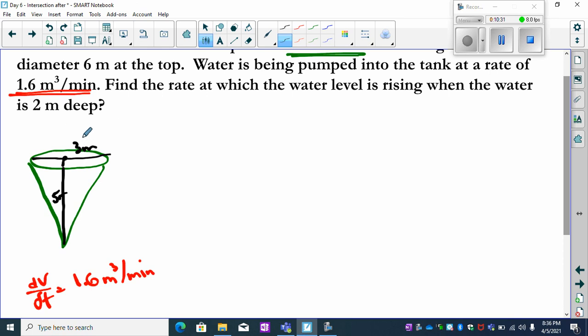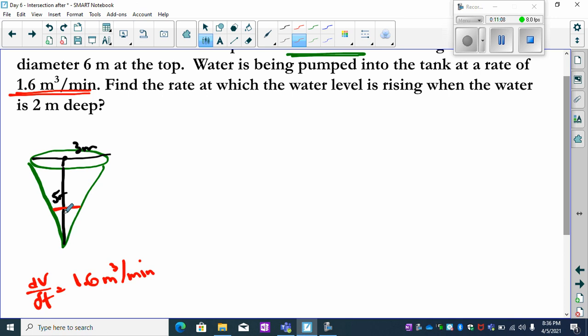So that's what I know, and they do tell me that they want me to find the rate at which the water level is rising. So basically what's happening is water is being pumped into this, and the water level starts to rise, and they want me to figure out the rate at which it's rising when it has a height of 2 meters. Okay, now think of this. The height's going to be changing, correct, as it fills until it's at its maximum height of 5.